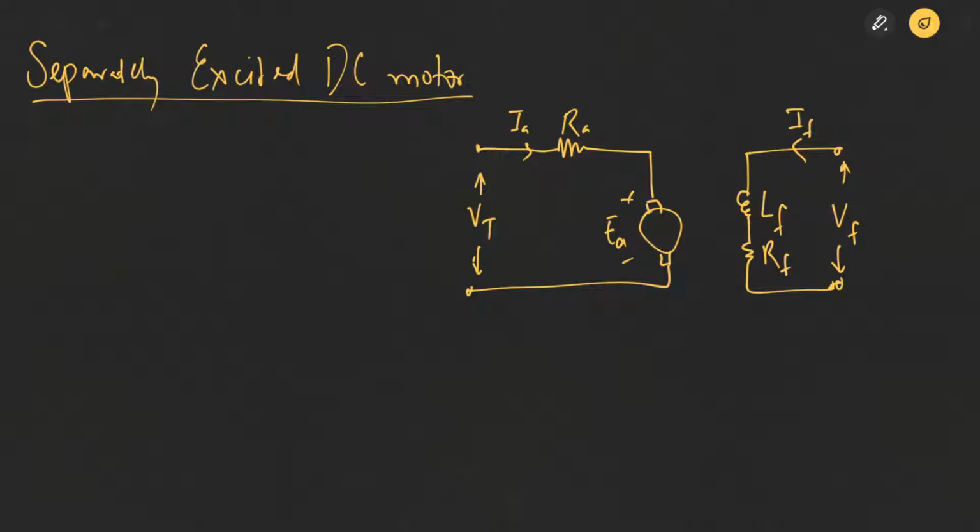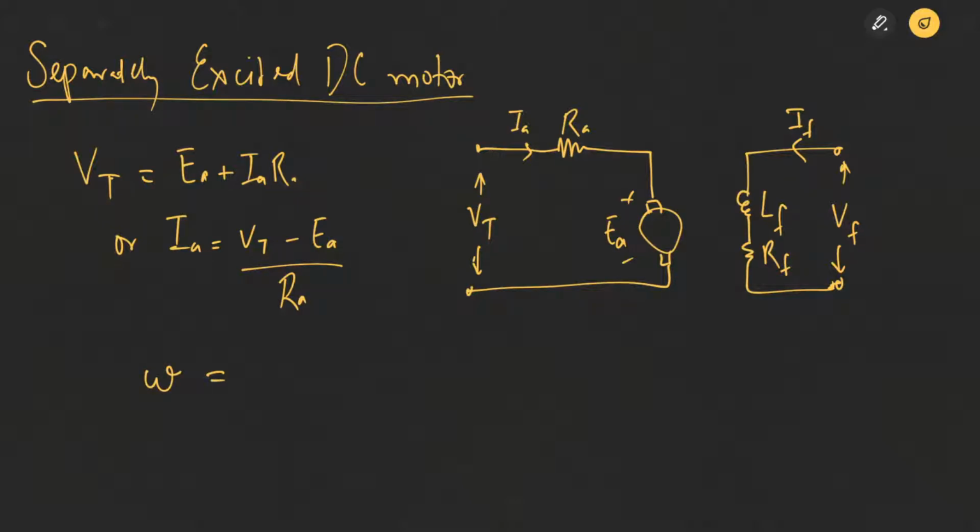Now if you have a look at the KVL equation, you still have the same equations as were valid in case of a shunt DC motor. Vt is equal to Ea plus IaRa, or Ia is equal to (Vt minus Ea) divided by Ra. So if you were to find out the speed equation of a separately excited DC motor, it will come similar to that of the shunt motor.